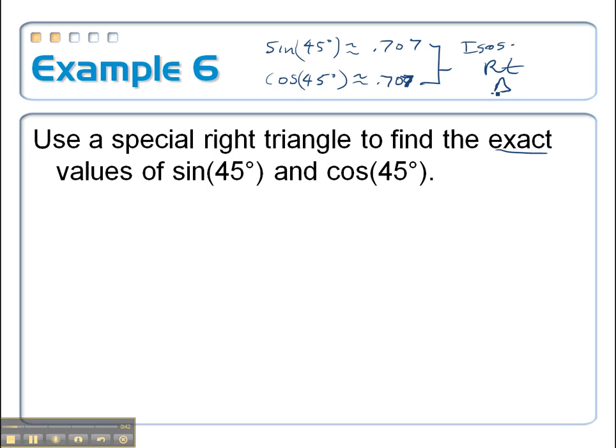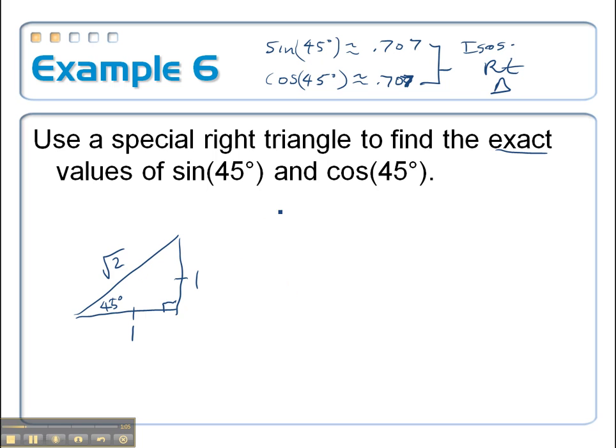So let's just draw an isosceles right triangle. Very nice. Say that's 45 degrees. Of course, these two would be the same. I can pick whatever number I want to for that. So maybe I just pick a 1, and then this one has to be the square root of 2 by the 45, 45, 90 special right triangle patterns.